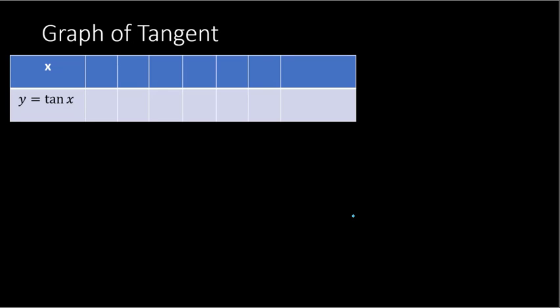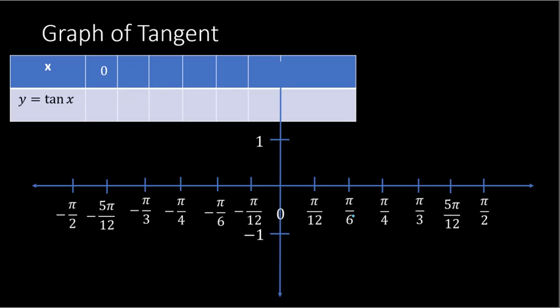What we're going to do is plug in different values for x and then figure out what the tangent of x would be. So if you plug in 0 for x, tangent of 0 would be 0, and we can graph that point here at (0, 0). And notice on this graph down here we have different locations: pi over 12, pi over 6, pi over 4, pi over 3, and so on.